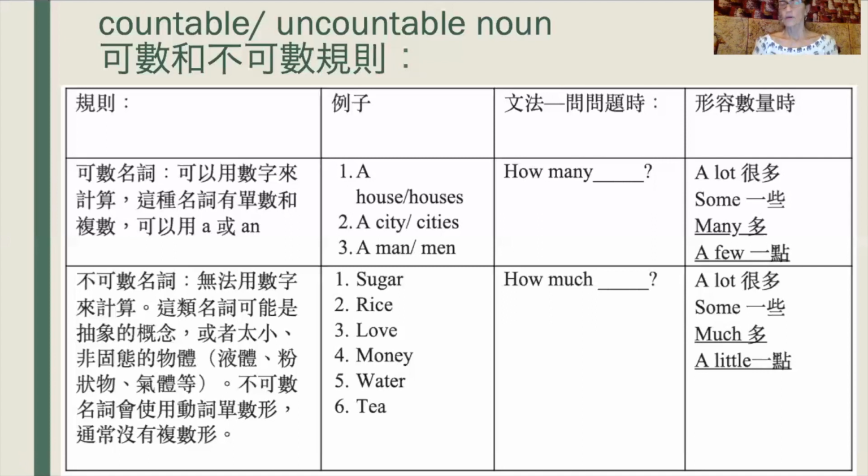So sugar, rice, love, money, water, tea, salt, sand are things that are too small to count. It could also be things like powders, 粉状物, or liquids, 液体, or air, 空气, gases and air. So anyway, that's what makes them uncountable: too small or too abstract, a thing like love and money.